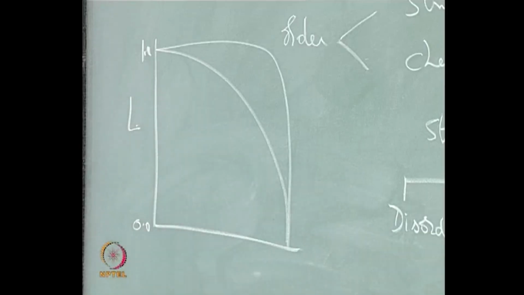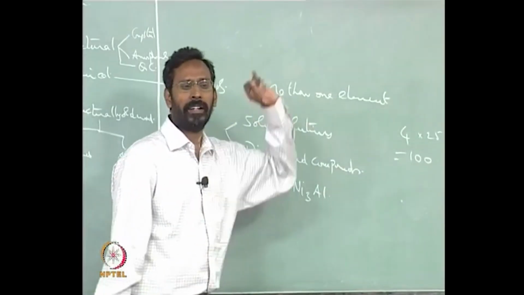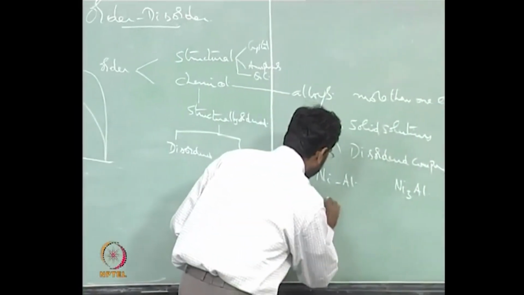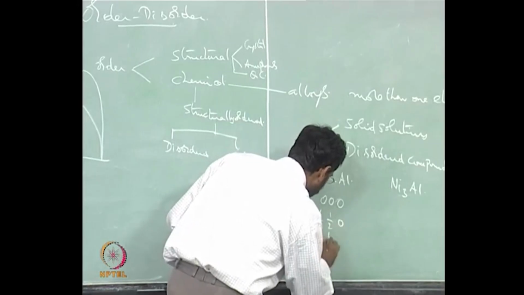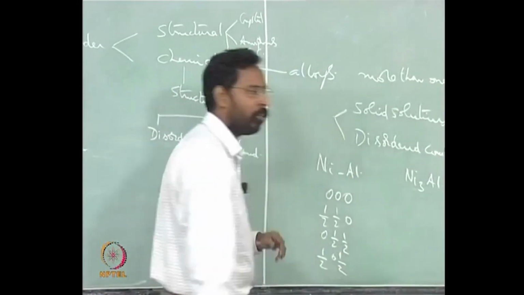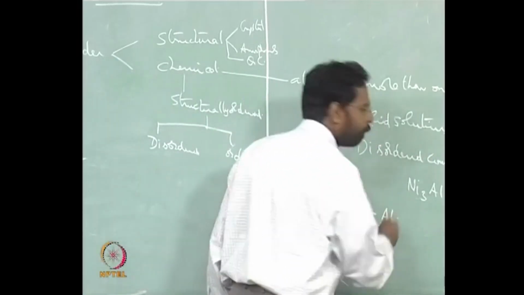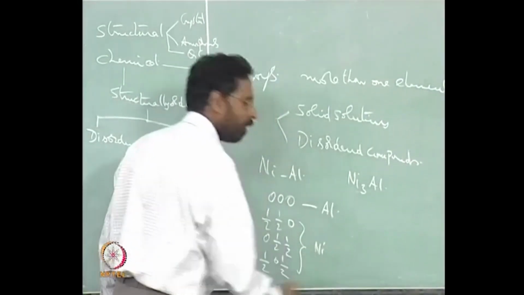What do you mean by the order parameter being 1? That means the probability of finding, let us say, an aluminum atom at the 000 position. What are the positions here in FCC? 000, half half 0, 0 half half and half 0 half. These are the 4 lattice points, am I right? And the 0 position is supposed to be aluminum in an ordered structure. These 3 are supposed to be the nickel positions.